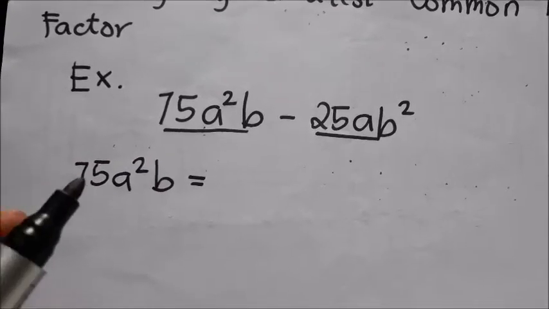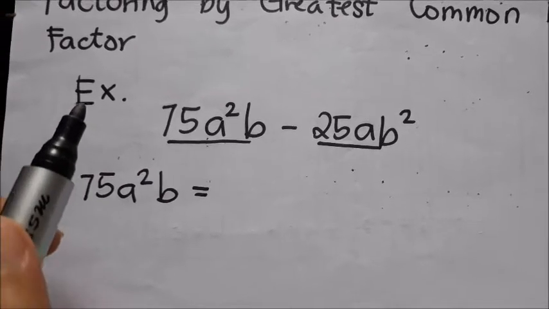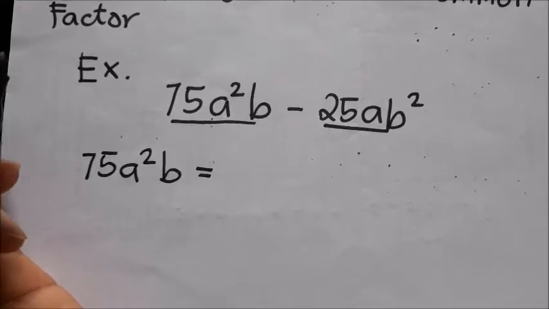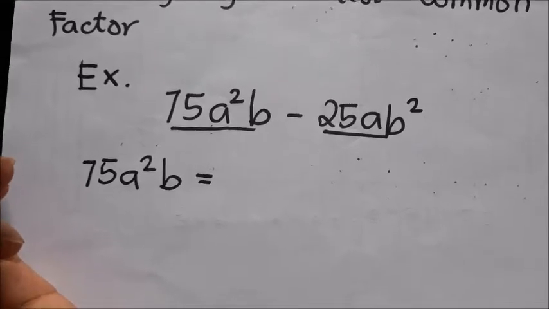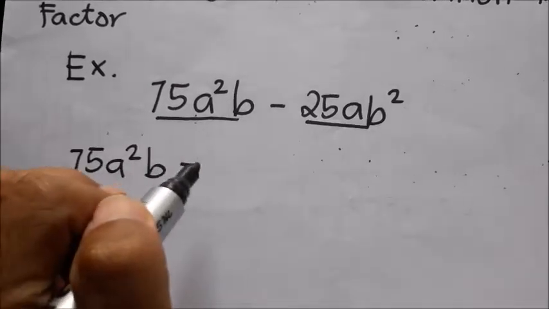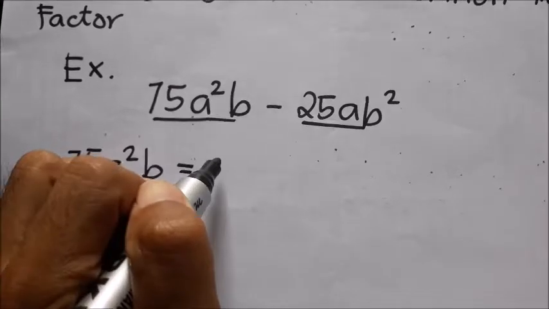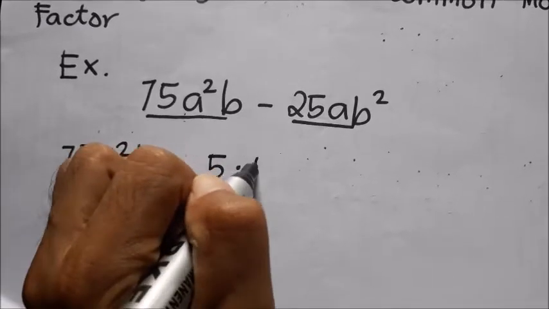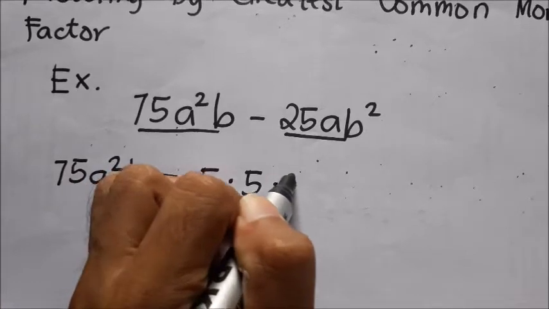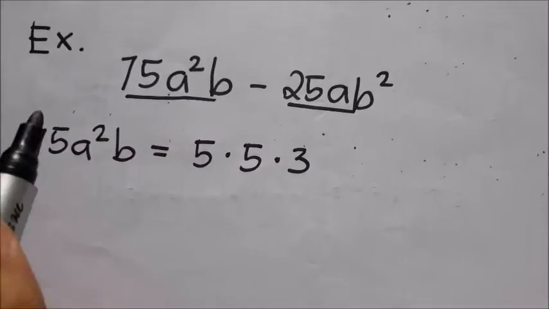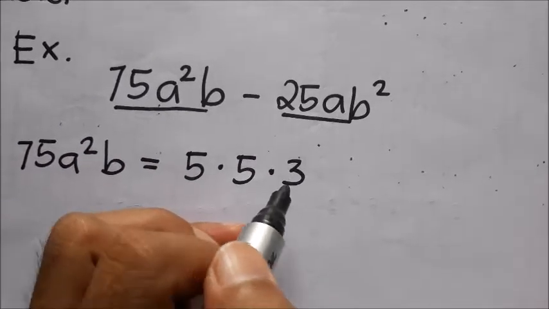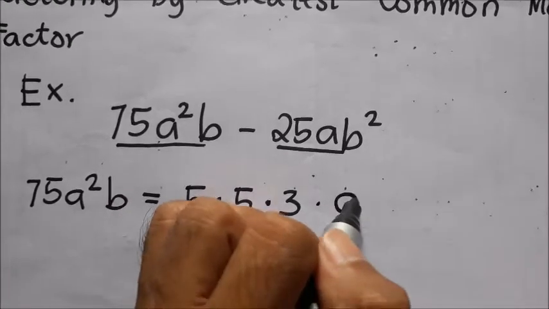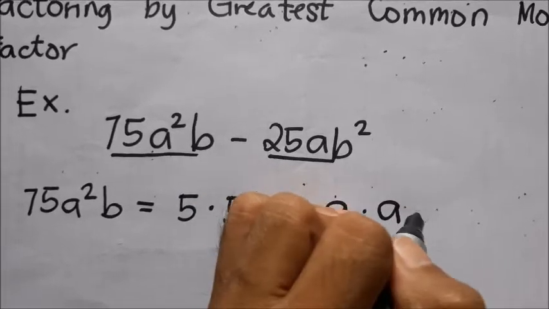Then completely factor out using prime factors. Ibig sabihin, ang gagamitin mong mga factors should be prime numbers. So ang 75 is equivalent to 5 times 5 times 3. Hindi mo pwedeng gamitin ang 25 times 3. 25 is composite. Times A times A times B.